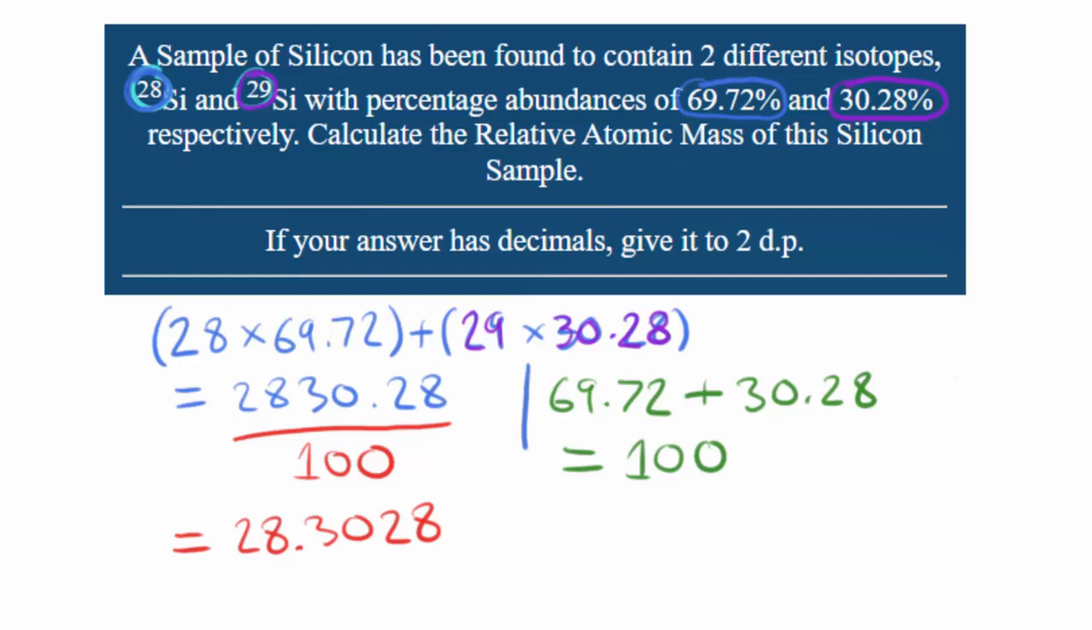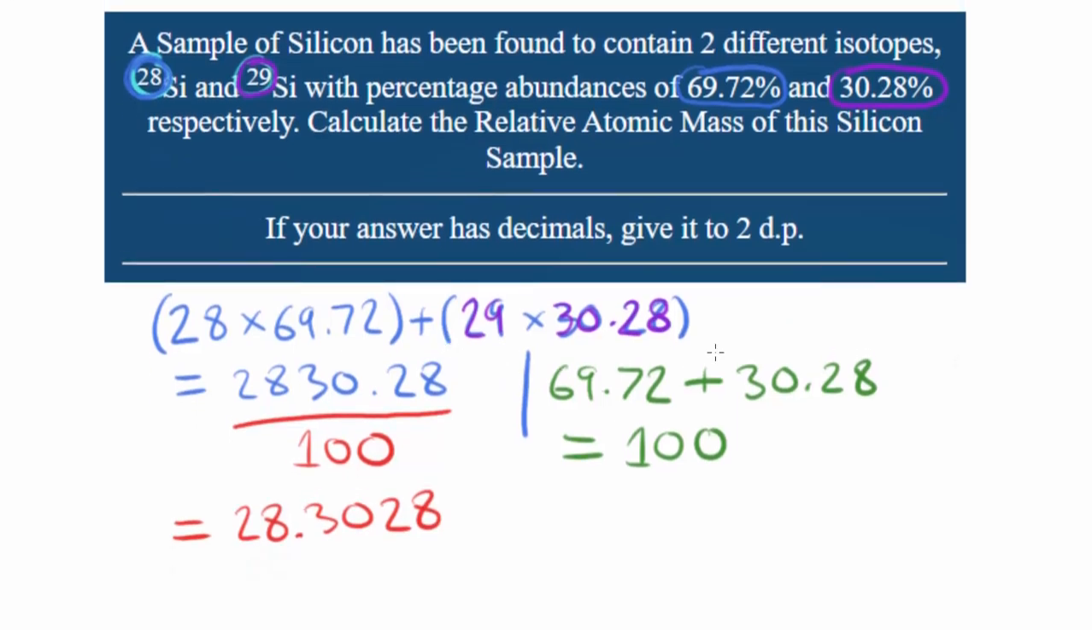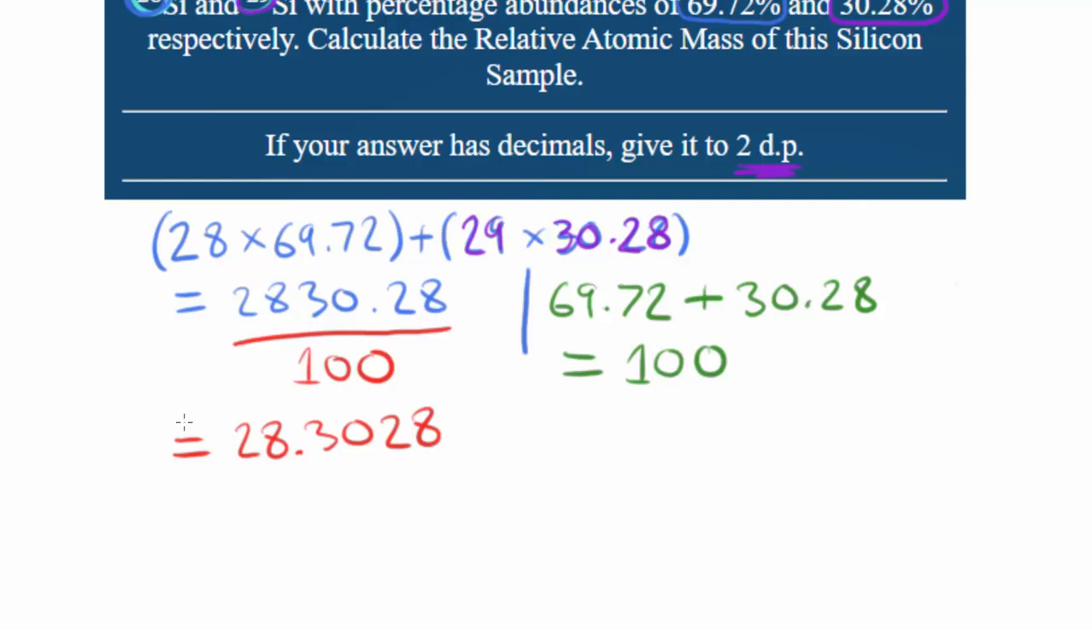Why? Because the question is very specific in what it asks for, and it says if your answer does have decimals, give it to 2 decimal places. So at the moment, this is what, 4 decimal places. So we need to round this to 2 decimal places. So that's going to give us what? It's going to give us 28.30 effectively, right? So that is going to be our answer.